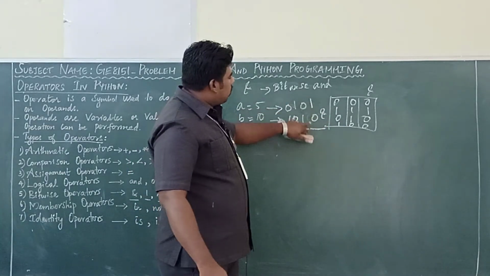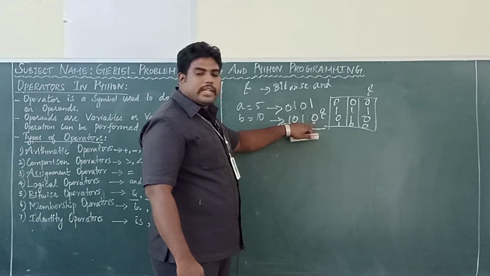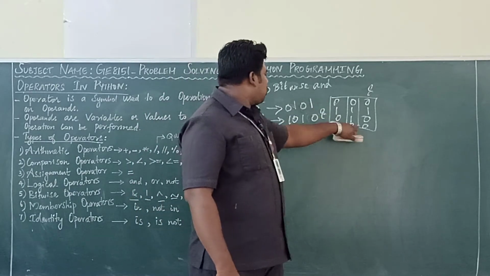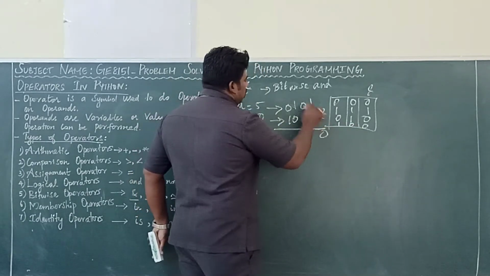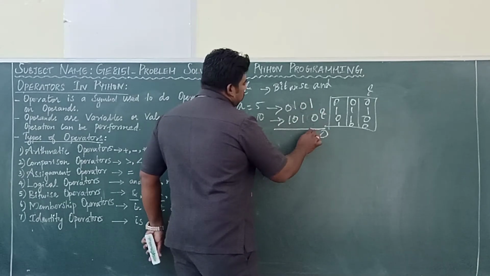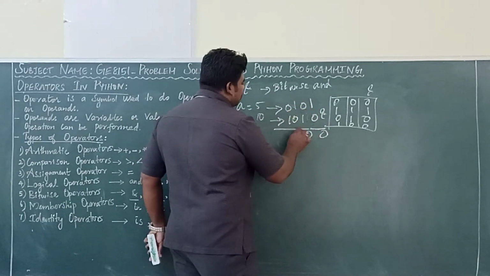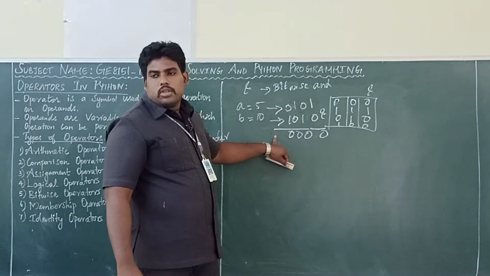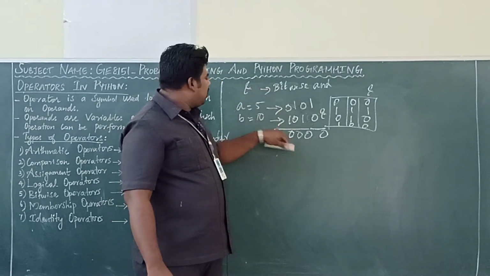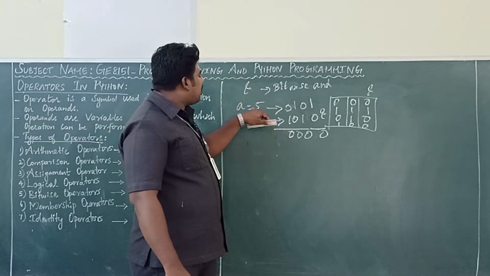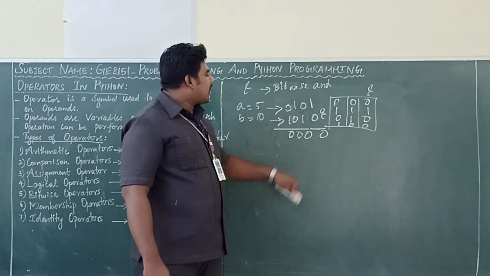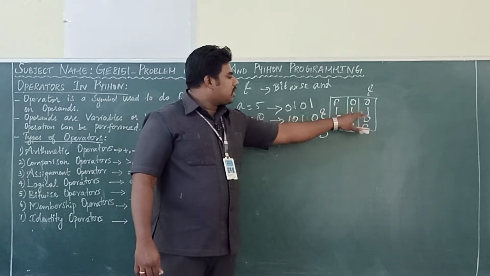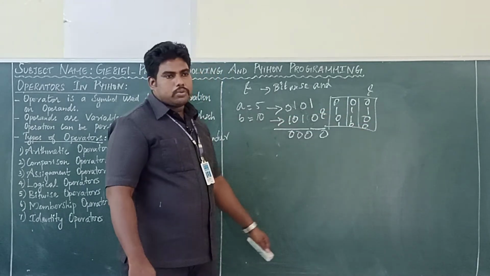Here 1, 0. That means the first condition is true and the second condition is false. Right? So see the truth table, 1, 0. What's the answer? 0. Again 1, 0, 0. Again 1, 0, 0. Your answer is 0. While performing logical AND for 5 and 10, your answer is 0. Why? Only when both the conditions are true, the output is true.